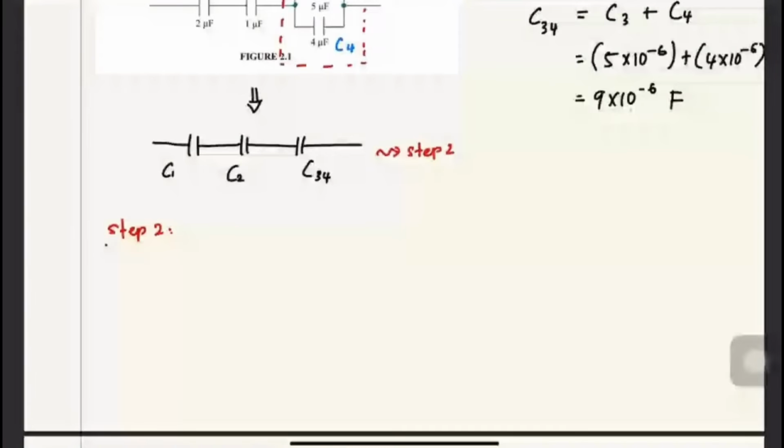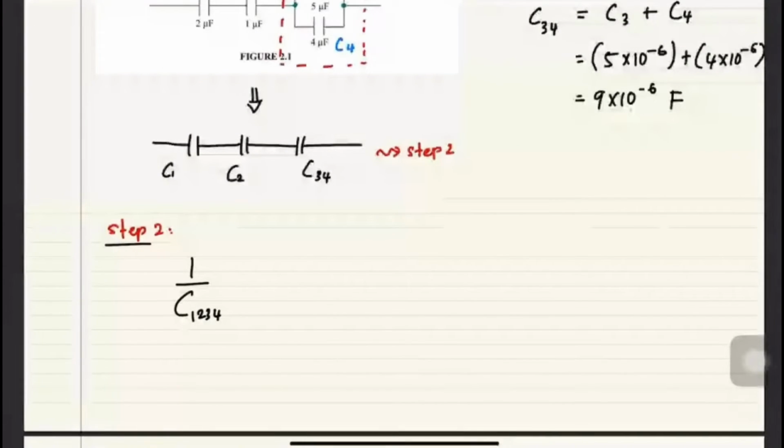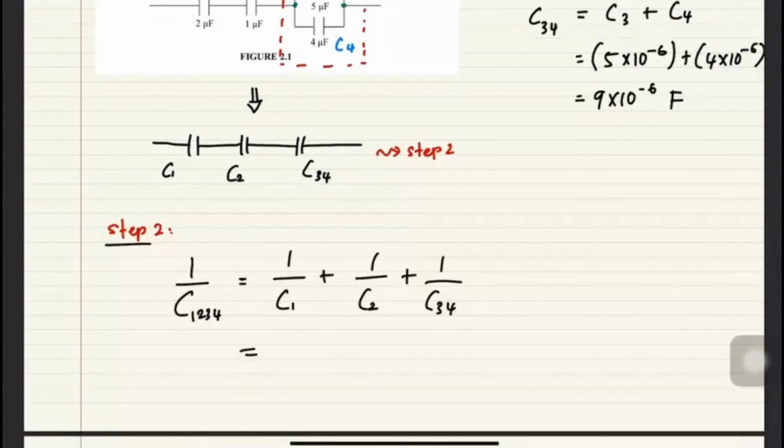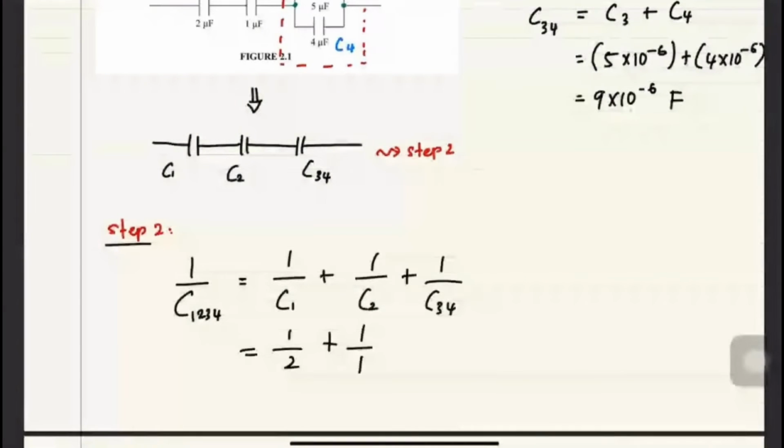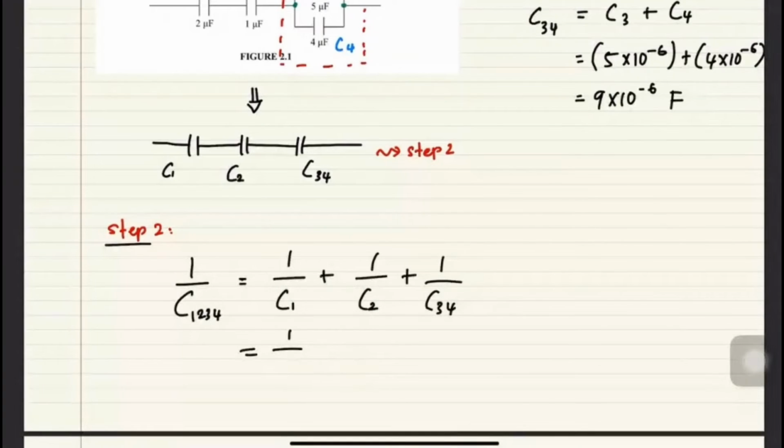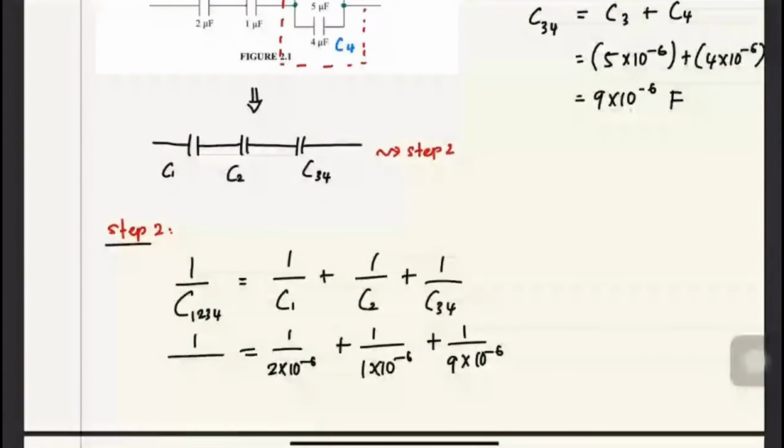Second step. We want just one effective C. So this becomes 1 over C1 plus 1 over C2 plus 1 over C34. So you have 1 over 2, that's 1 over 1, okay, I forgot to write that, that's 10 to the power negative 6. Okay, that's C1, 2, 3, 4. Try pressing your calculator. What do you get?